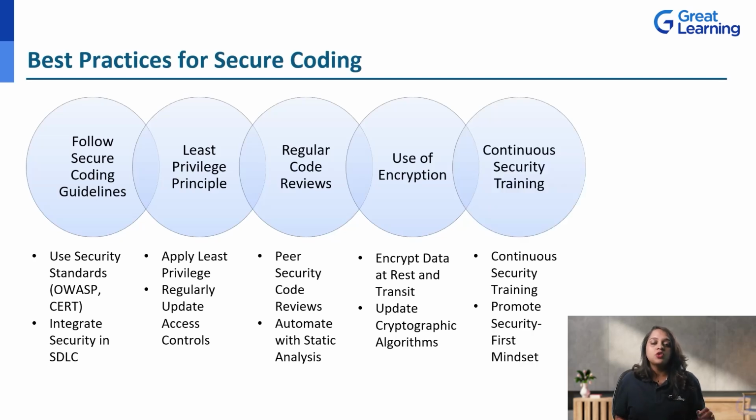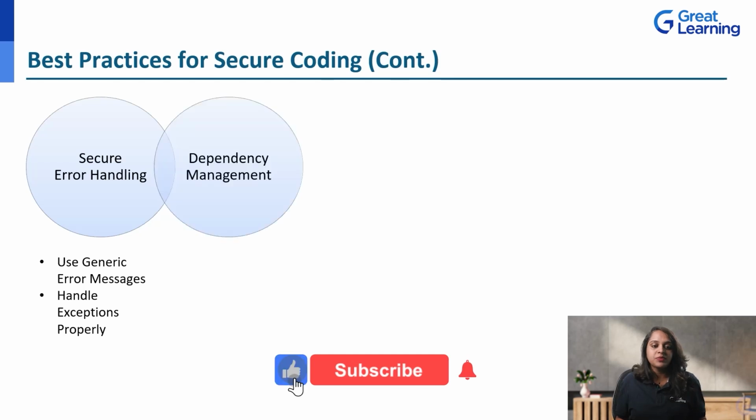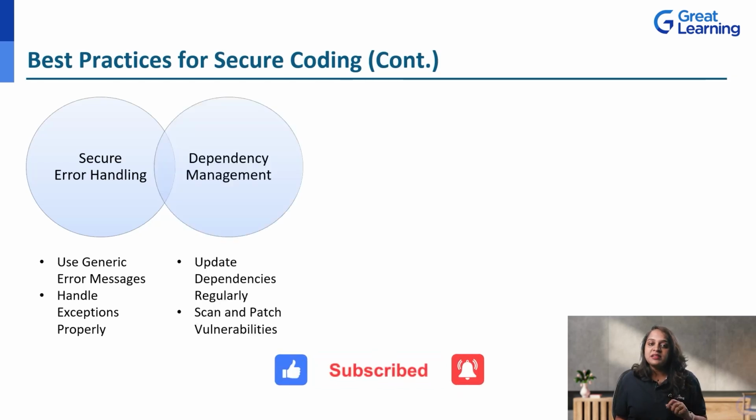Continuous security training. You can always have security training done for yourself and for the team. Continuous security training is very important, and you should always promote a security-first mindset. The security mindset should be there for all the employees working in your team so that security becomes the main aspect of your data. Next one is secure error handling. Use generic error messages and handle exceptions properly so that detailed error messages can be avoided or suppressed. Dependency management: update dependencies regularly, and scan and patch vulnerabilities. Be very cautious about managing your data so that you can secure it from hackers.